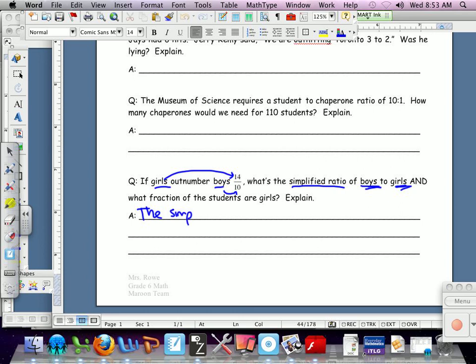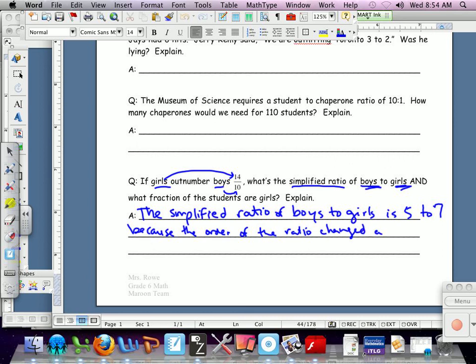The simplified ratio of boys to girls is 5 to 7. You've got to be paying attention to the order. A lot of times that's where things get mixed up, because the order of the ratio changed, and each number can be divided by 2.